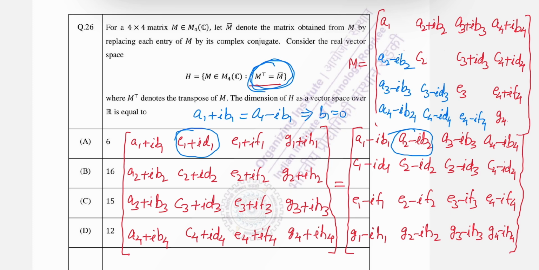Now this matrix becomes H. Okay, so here I erase this one, and at the place of this one I write H, because now this matrix has become H. Now you see here we have to find the dimension of H, and the dimension of H will be the number of distinct real numbers. Here you see over R means real numbers.